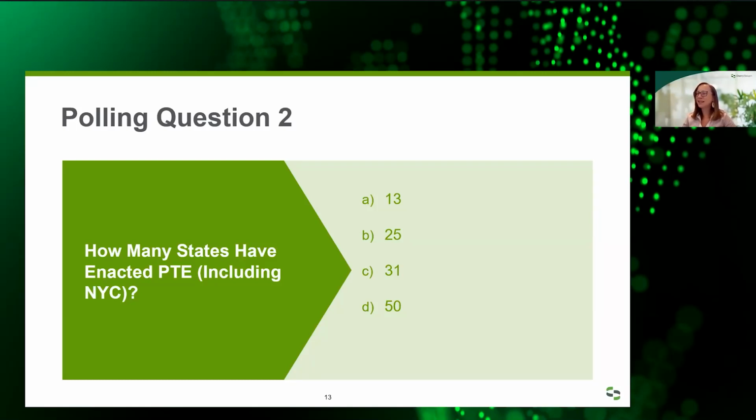We do see the answers. Most of you got it right. It is 30 states plus New York City. Not all 50 states even have an income tax, so I would expect that the person that voted for 50 is probably not a tax person. So that was me.